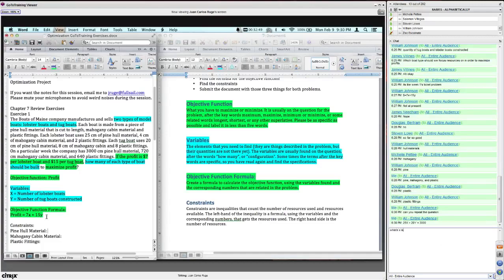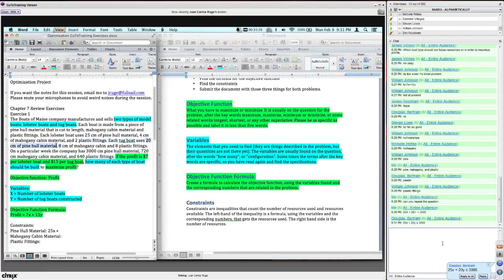Jonathan, you are almost right. I'm going to give you a 95 out of 100. Your numbers are correct, and the variables. So first, each lobster boat uses 25 centimeters of pine hull material, so that is immediately 25x. Each tug boat uses 20 centimeters of pine hull material, so that's 20y. And on the right-hand side, we're going to have the 3,000 centimeters available.